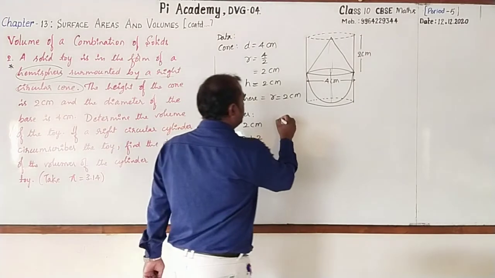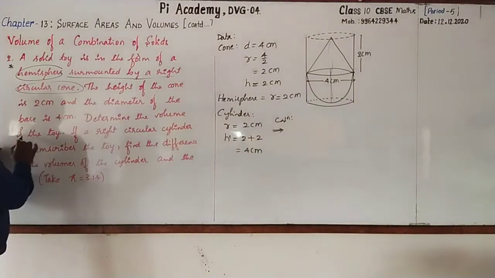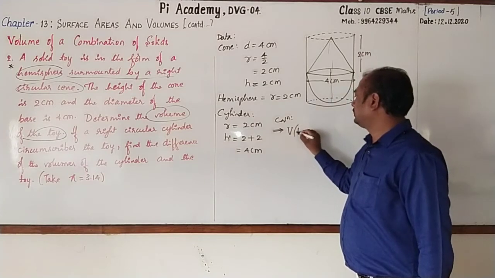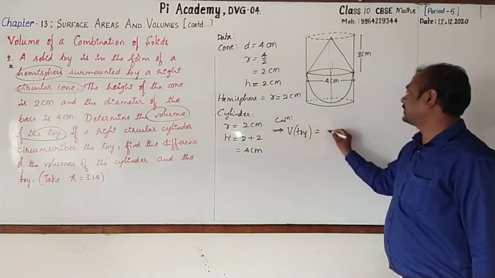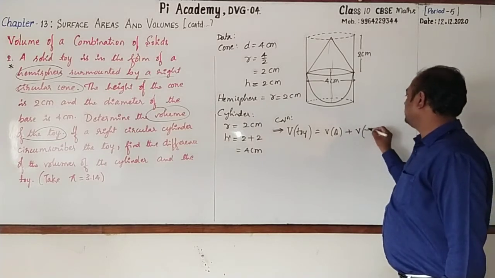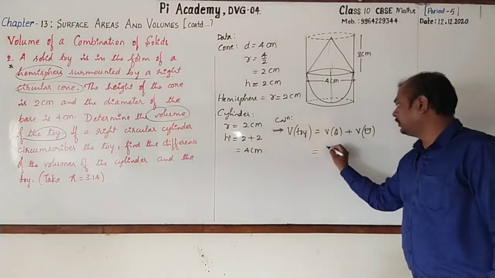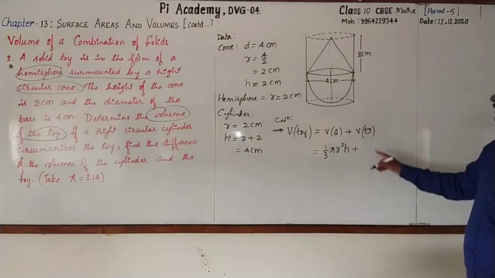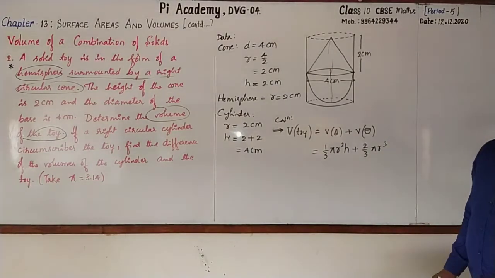Followed? Now, let's go for calculation. In the first part, we are going to find out the volume of the toy. Let me write that. Volume of toy. It is a combination of two solids. Please go on writing with me. The first one is cone. Volume of cone plus volume of hemisphere. This is equal to, what is the volume of cone formula? Very good. It is 1 by 3 pi r square h plus volume of hemisphere, it is 2 by 3 pi r cube.